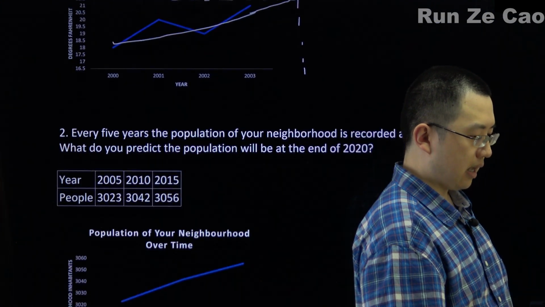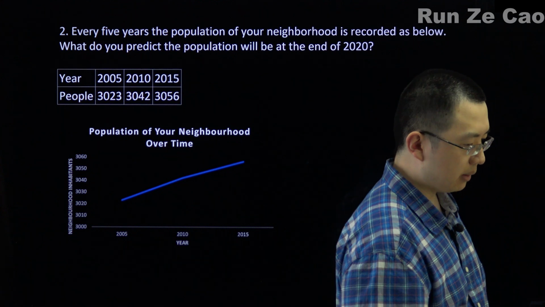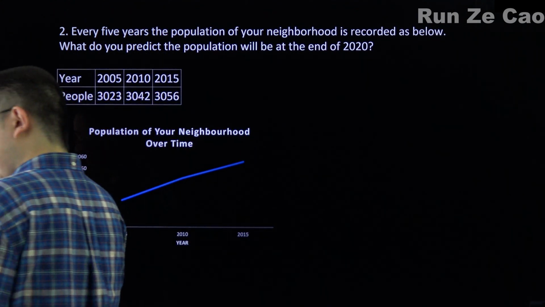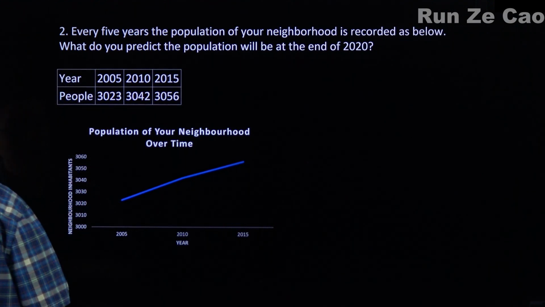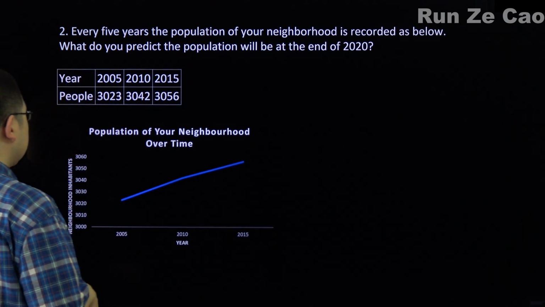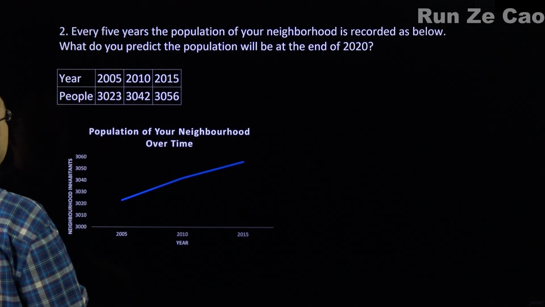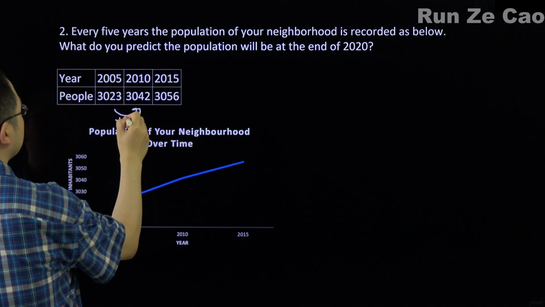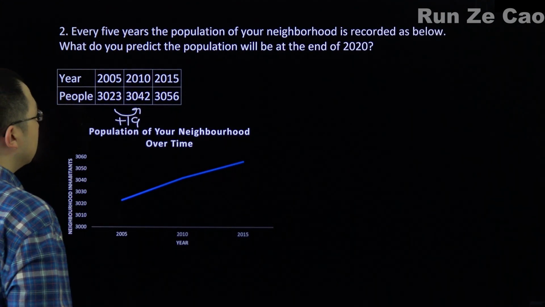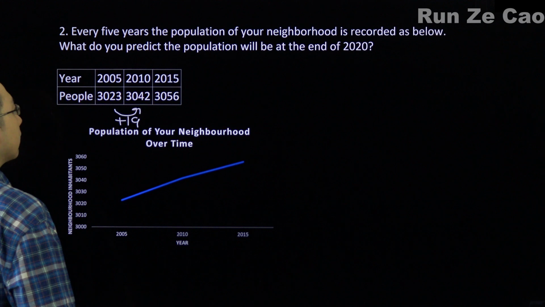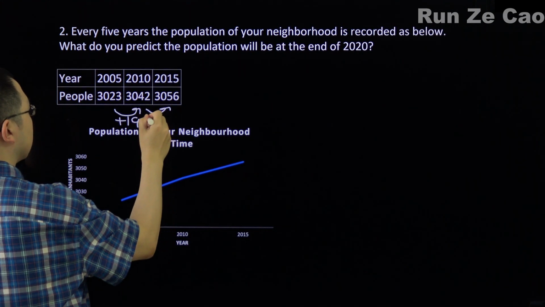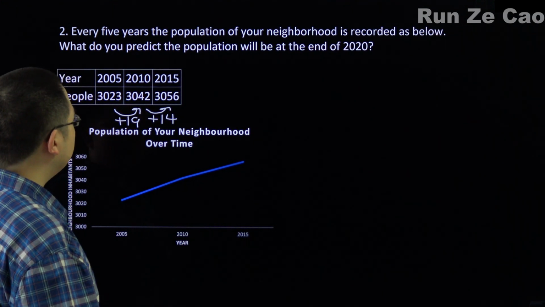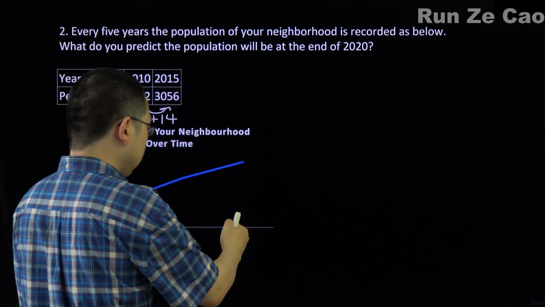Okay, so let's say every 5 years the population of your neighborhood is recorded as below. What do you predict the population will be at the end of 2020? Well, 2005 there were 3,023 people. 2010 there were 3,042 people. Plus 19 people. And 2015 there were 3,056 people. So plus 14 people. Now, what do you predict the population will be at the end of 2020?